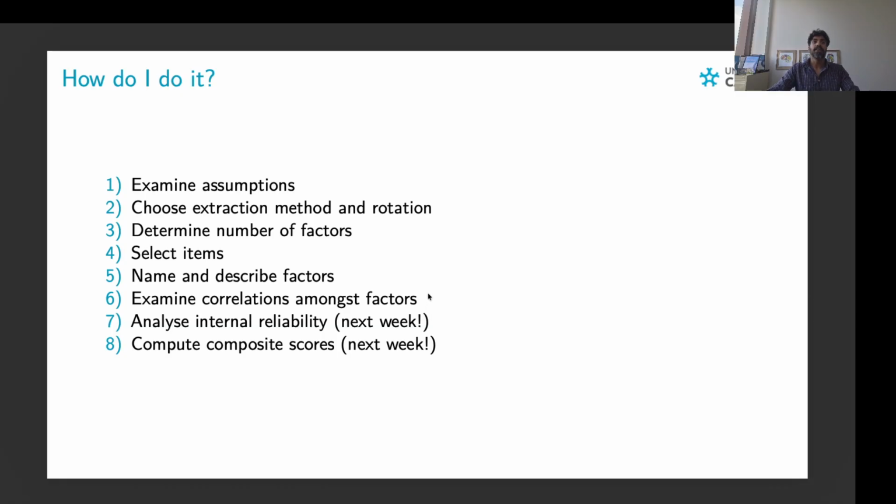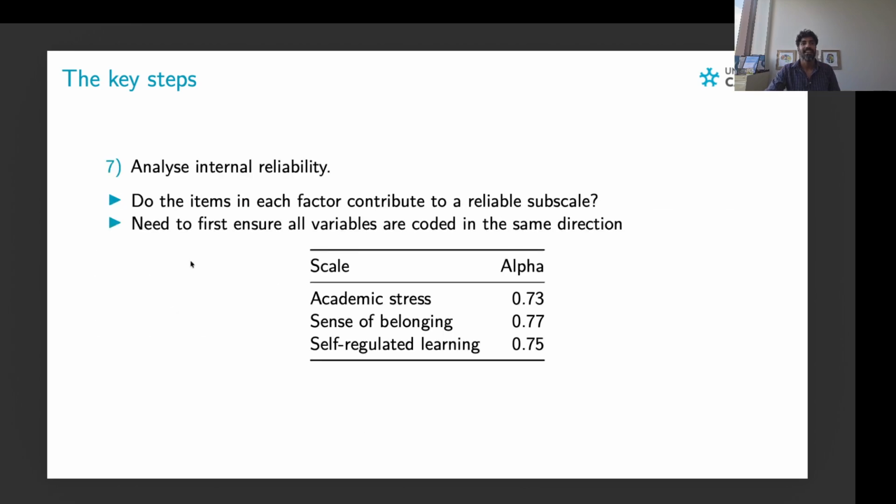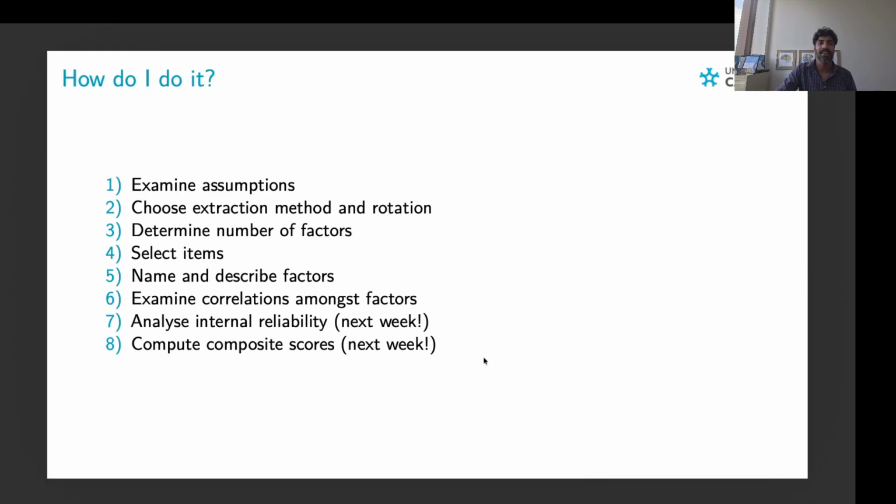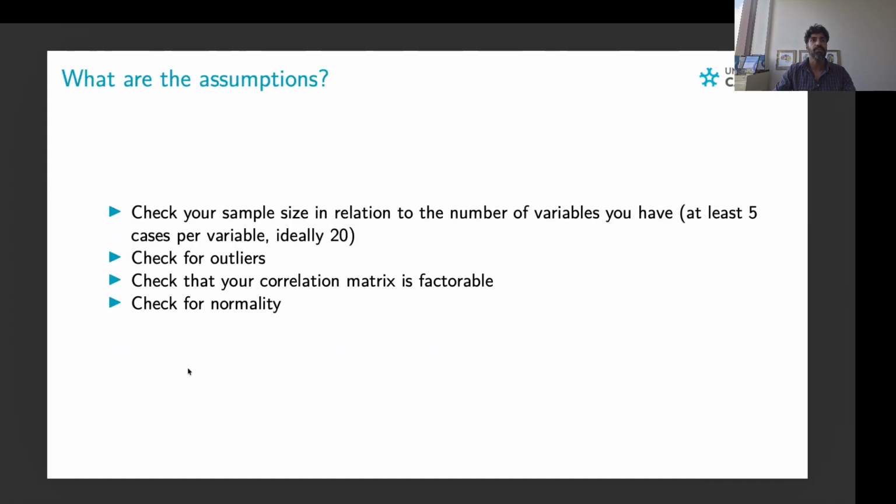How do you do it? Well, you examine assumptions, you choose the extraction method and rotation, determine the number of factors, select the items, name and describe the factors, examine correlations amongst factors, and then you analyze the internal reliability next week and compute composite scores. I did show you a bit of a glimpse at what that looks like when you're doing internal reliability, but next week we'll go in a lot more detail as to how you do that, and also I gave a hint as to why we create composite scores and their utility. We'll go into that in more detail next week.